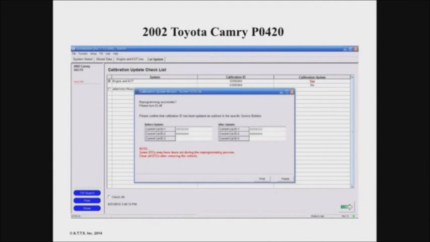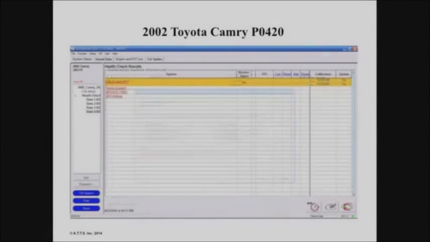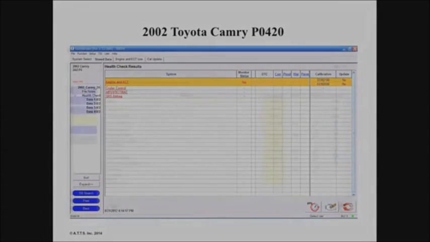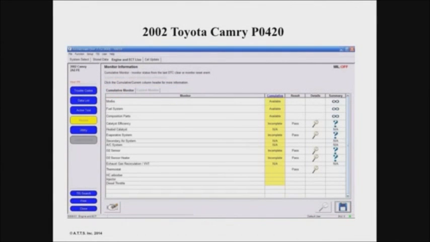You can see after I programmed it, no more yes, it says no. Now you notice it says pass, but I have a question mark. Why? Because you've got to drive the car and it has to pass mode 6 multiple times before I get a thumbs up.